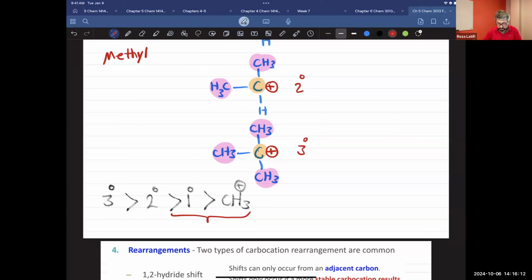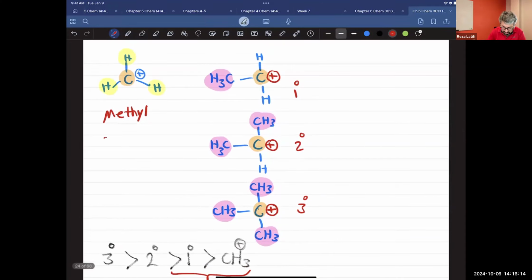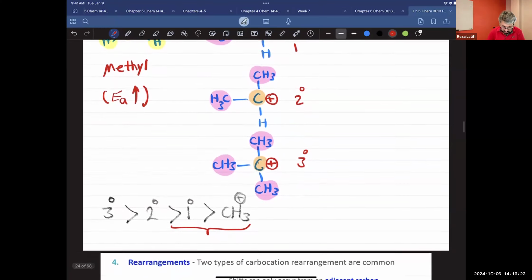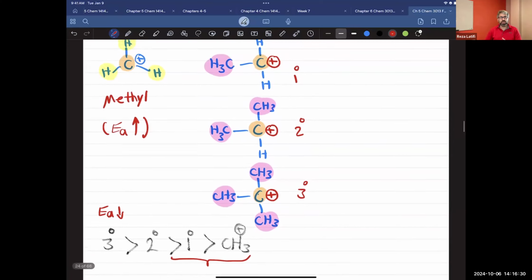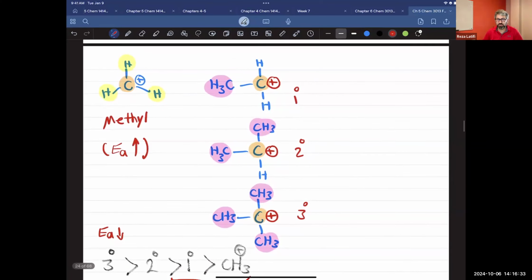If it's unstable, that means the activation energy for it is going to be so high, and that reaction will not happen. The tertiary has the lowest activation energy, so that's going to favor the chemical reaction. The more alkyl groups you have attached to the carbon with a positive charge, the higher stabilization you will get. So the tertiary will be the most stable carbocation.